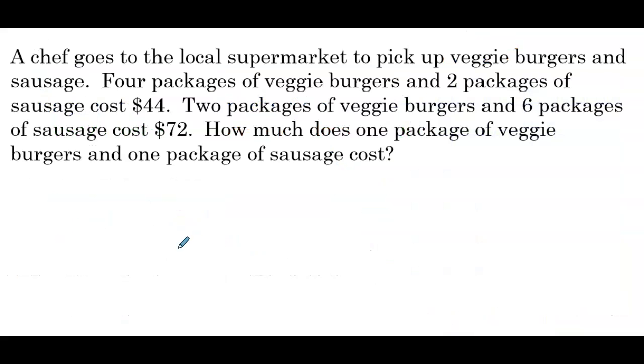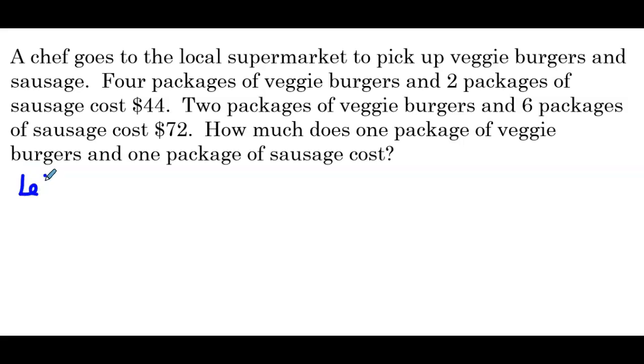Perfect. One more example. A chef goes to a local supermarket to pick up veggie burgers and sausage. 4 packages of veggie burgers and 2 packages of sausage cost $44. 2 packages of veggie burgers and 6 packages of sausage cost $72. How much does 1 package of veggie burgers and 1 package of sausage cost?